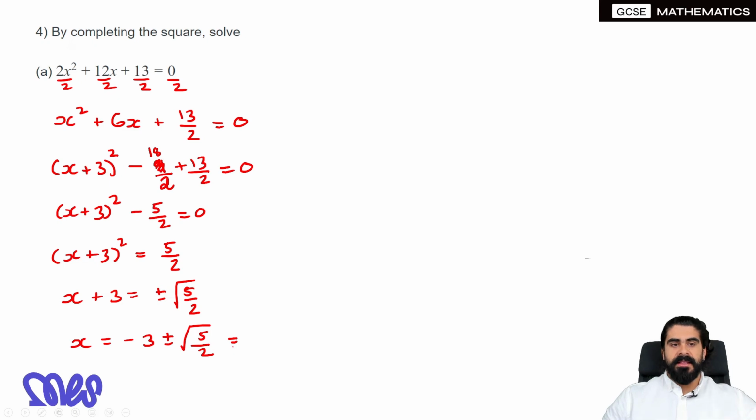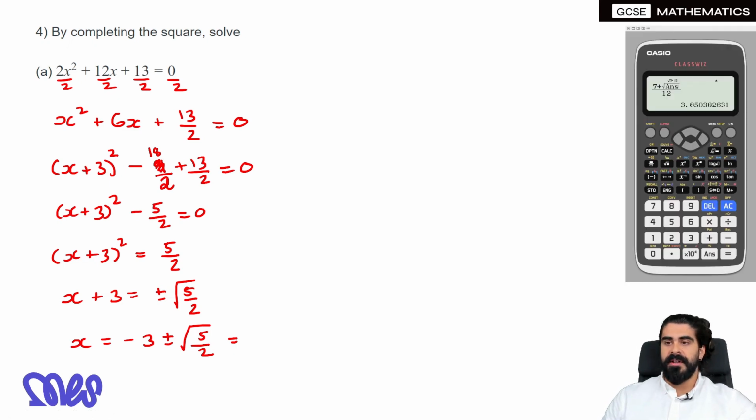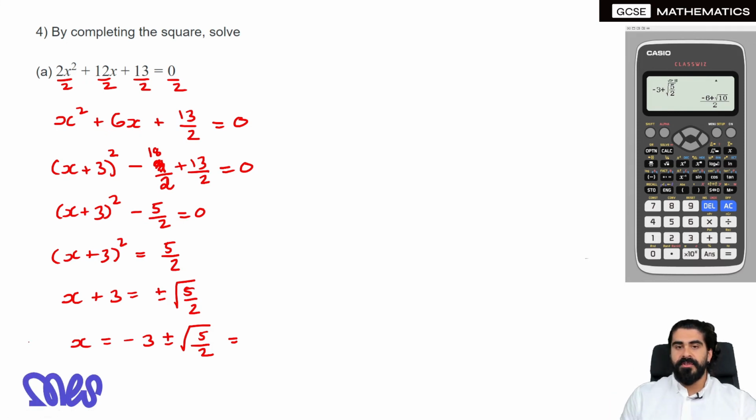Then we could just type that in the calculator. So seeing what it says, minus 3, and we could just say plus, and then the negative will just be the same thing, 5 over 2. Now it depends on the answer, so we could say any of these two. So minus 6 plus or minus root 10 over 2.